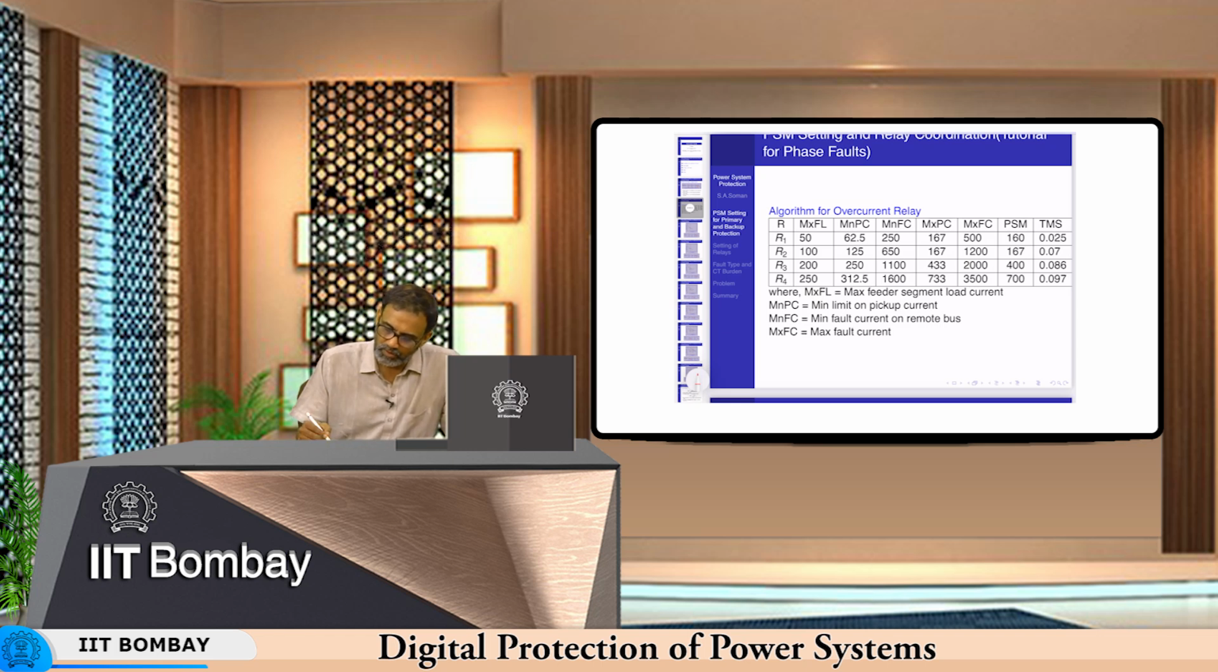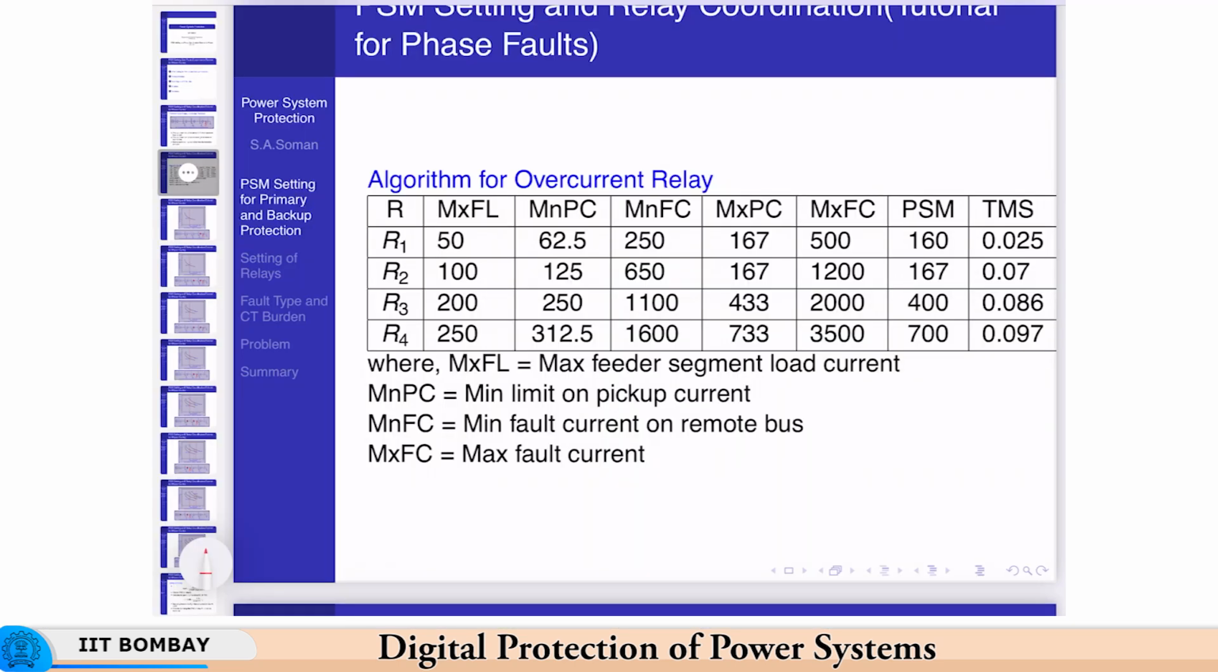Okay. So, the fifth column here is the maximum pickup current, that is what we could set here. And this is the maximum fault current. As we see here, there is a variation between the minimum and maximum values of fault current: 250 to 500, 650 to 1200, 1100 to 2000, 1600 to 3500. So, this is the minimum fault current column, and this is the maximum fault current. This is the PSM and this is the TMS.